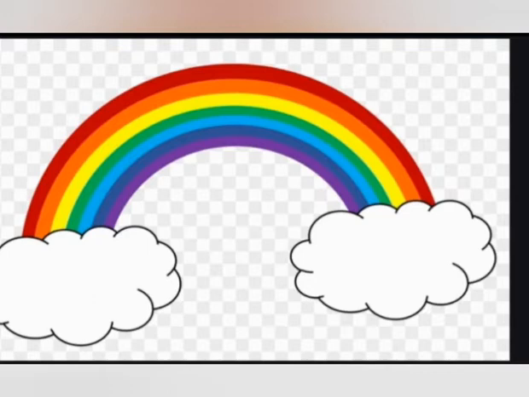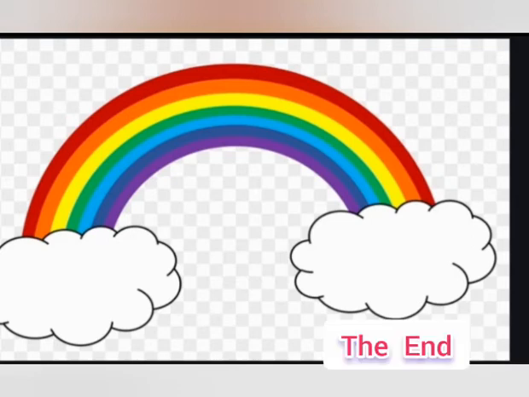It is all about the chapter Light. Children, read the lesson very carefully and try to do the solved exercise by yourself. Okay, thank you.